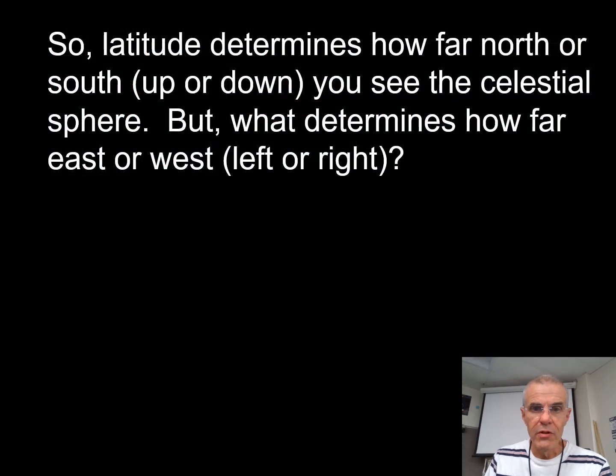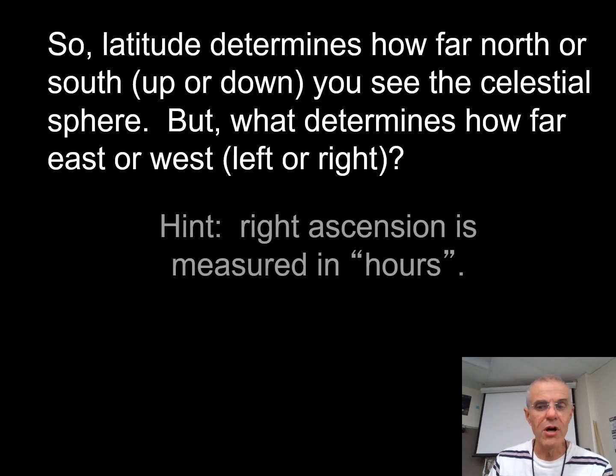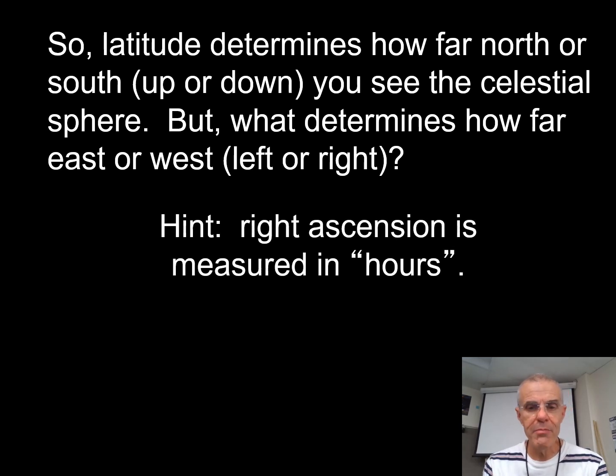Latitude on Earth, if you're on Earth looking at the sky, your latitude determines how far north or south you see on the celestial sphere. But what determines how far east or west? Well, east or west on a sky map is measured in hours. Right ascension is measured in hours, minutes, and seconds. An hour is actually 15 degrees. And then a minute of right ascension is 1/60th of 1 hour, and so on.